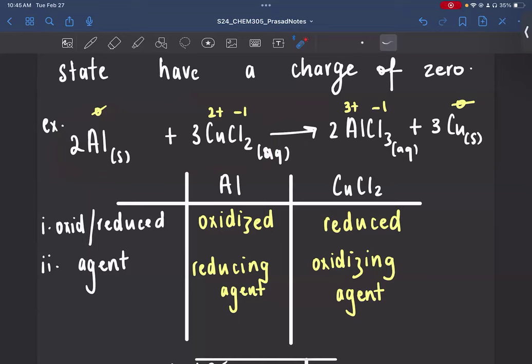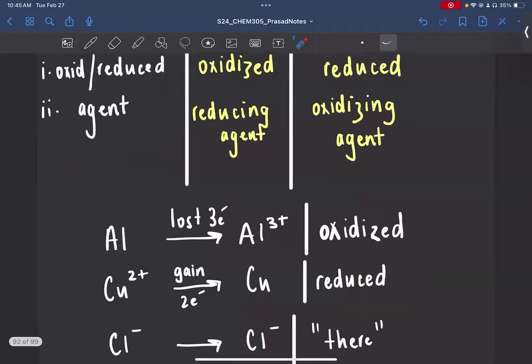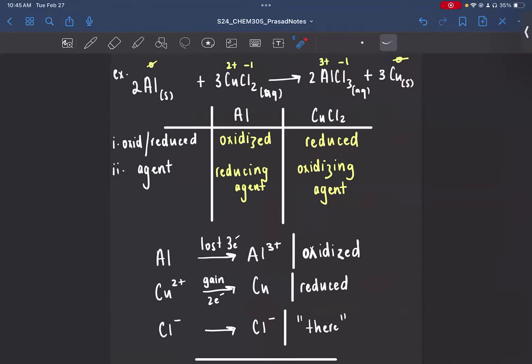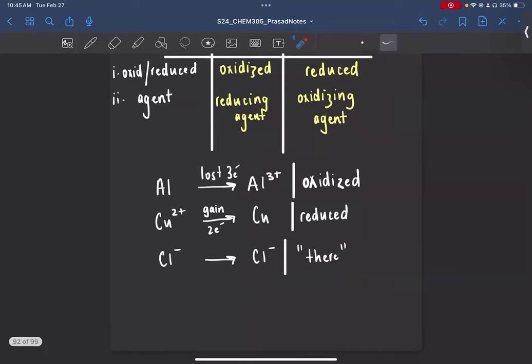So it's more of a bookkeeping method, just trying to make sure that we understand the role of each element or molecule. The aluminum gets oxidized. The aluminum forces reduction. Do we have any questions on that? All right.